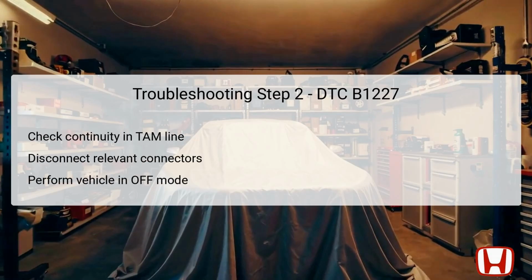In the second troubleshooting step, focus on checking the TAM line for an open wire condition. Begin by turning the vehicle to the off or lock mode to ensure safety during the test. Disconnect the climate control unit connector A with 32 pins and the outside air temperature sensor's 2-pin connector. After disconnecting these connectors, check for continuity between test points defined as pin 11 of the climate control unit connector and pin 2 of the outside air temperature sensor connector.